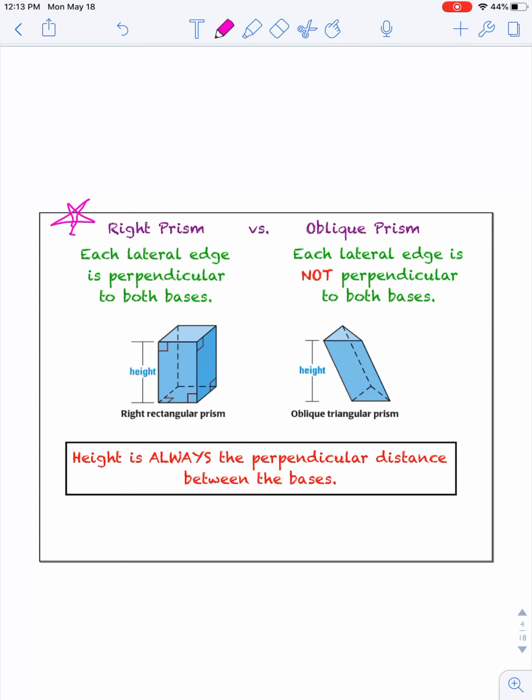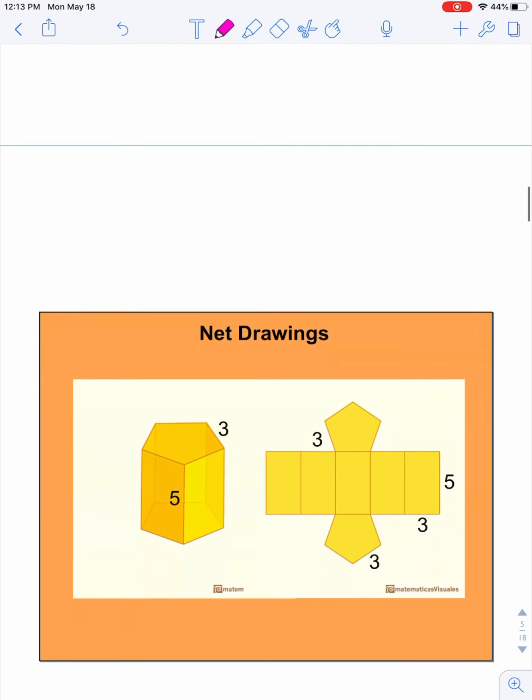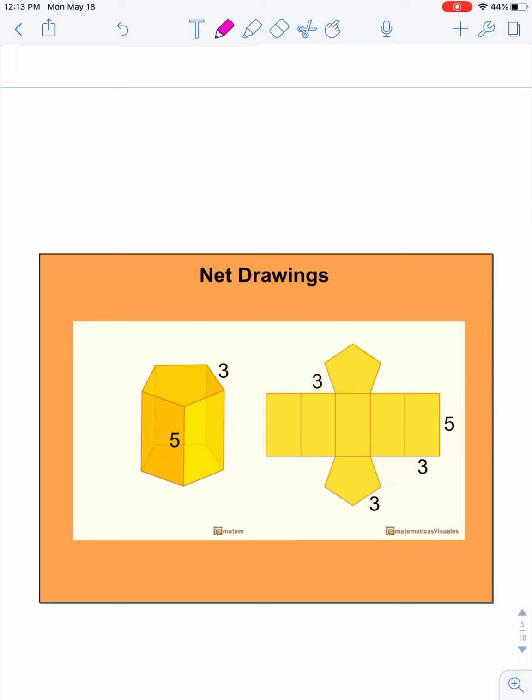But in a right prism, the lateral edges right here are perpendicular to both the bases. And in an oblique prism, the lateral edge right here is not perpendicular to both bases. And remember, this is really important also, the height is always the perpendicular distance between the bases. So that is always going to be true, and just like other times, sometimes it has to be drawn outside the actual prism. Okay, so we have what are called net drawings.